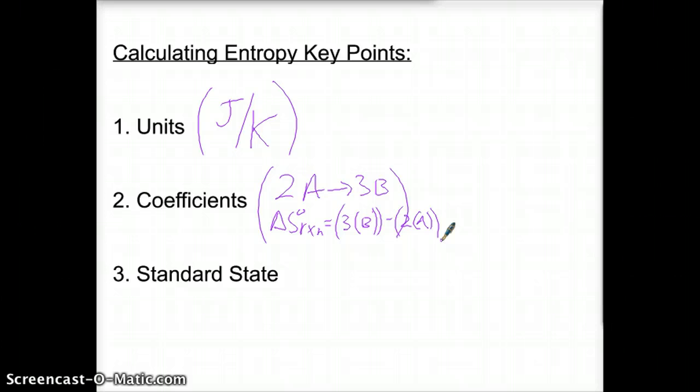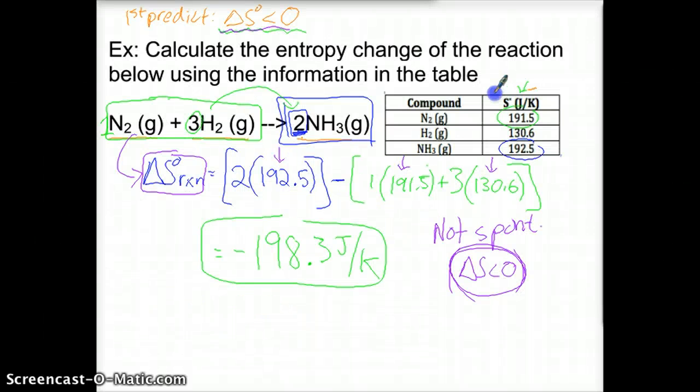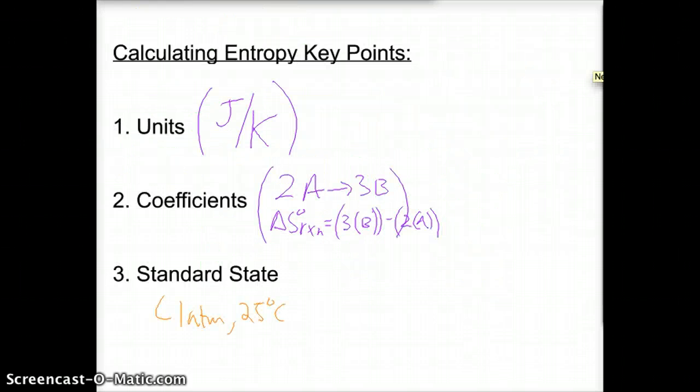Last but not least, what does standard state mean? 1 atm, 25 degrees Celsius. That's for all of these numbers that you'll get in tables. These are always calculated at the standard state. If we change the pressure or the temperature, these numbers change, and so we'd have to do something different. That's why we want to know that we're at the standard state.